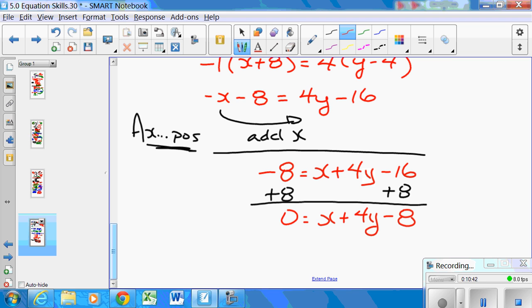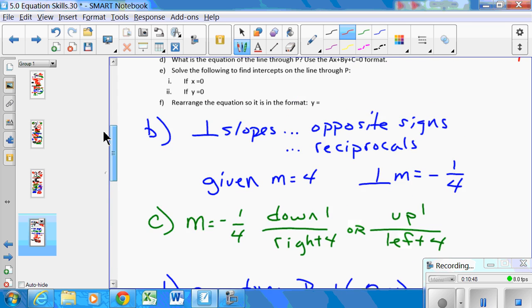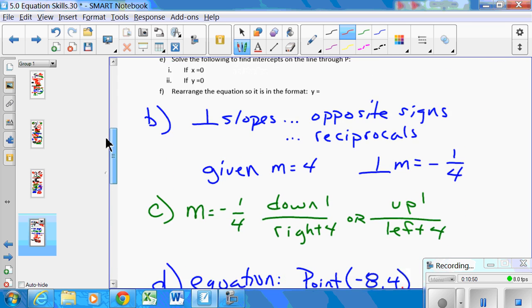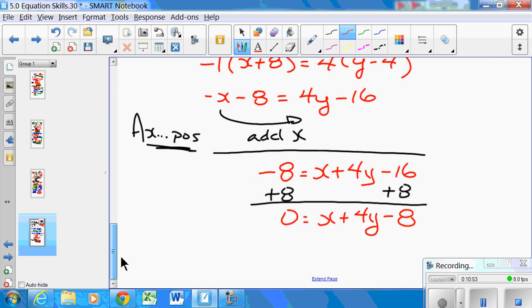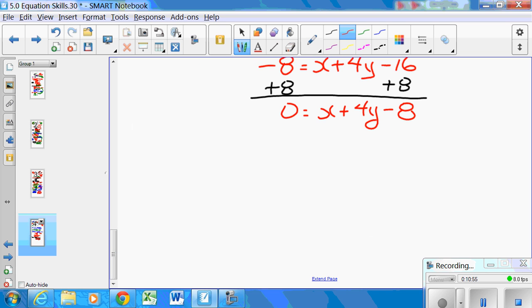Next step, next question. If we were to scroll back up, so we will do that. We'll scroll back up and we'll see the next step is about finding intercepts. So finding intercepts is a real important thing mathematically.